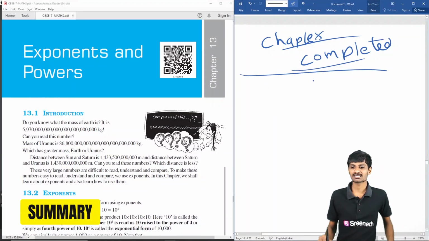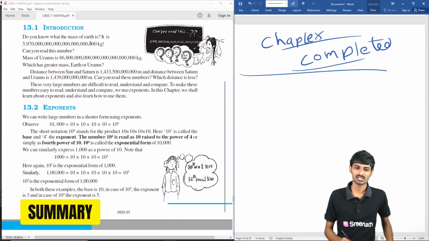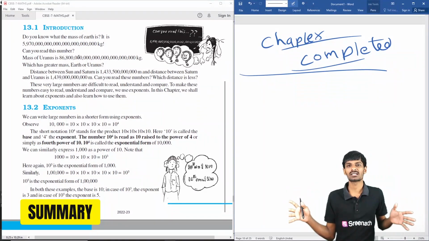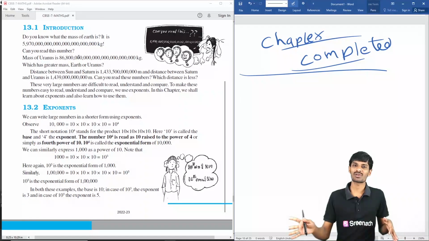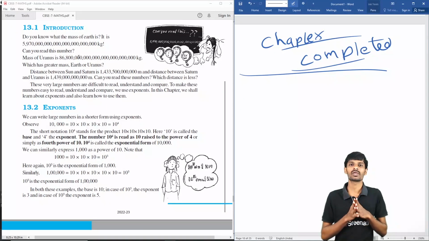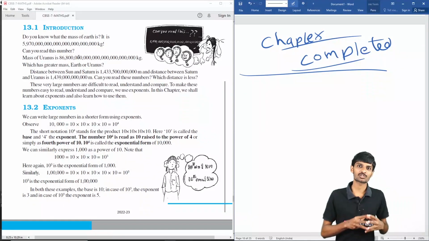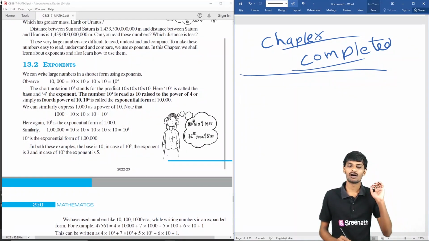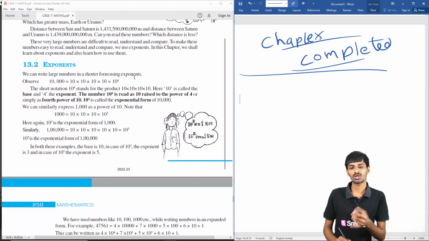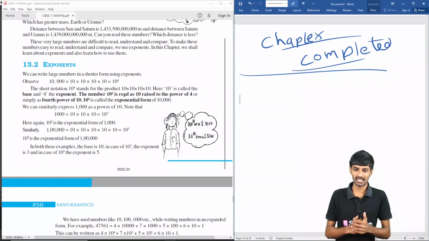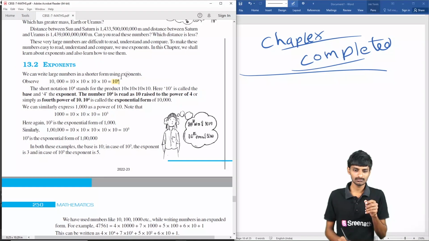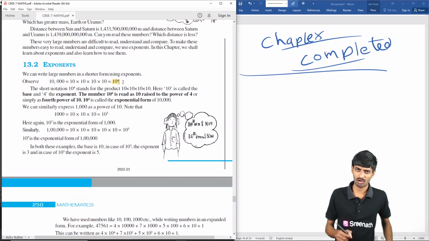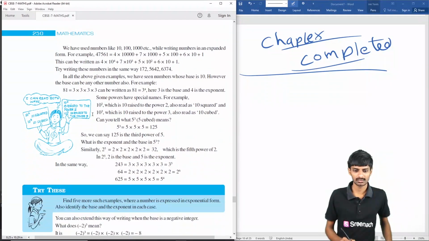So now we will see the summary of this session, exponents and powers. So there are biggest numbers, we can't read them, we can't add them, we can't subtract them. So we have to change them into smallest forms, that is the exponential forms. So in the exponential form, 10,000 can be written as 10 power 4, which is 10 raised to power 4 or fourth power of 10.